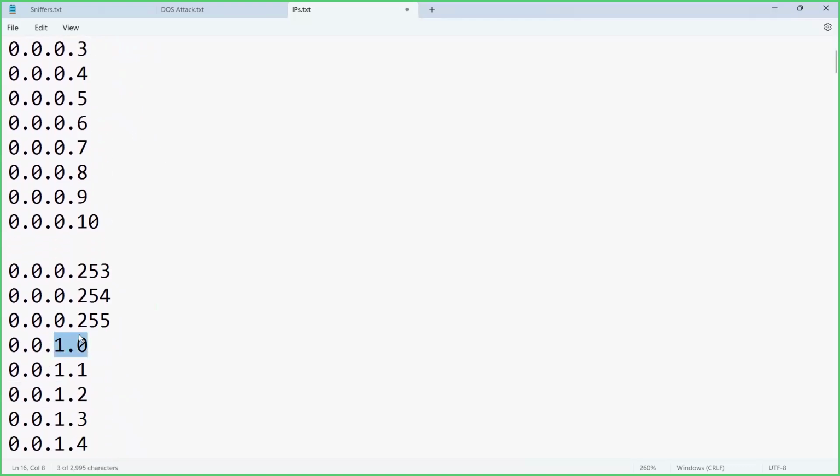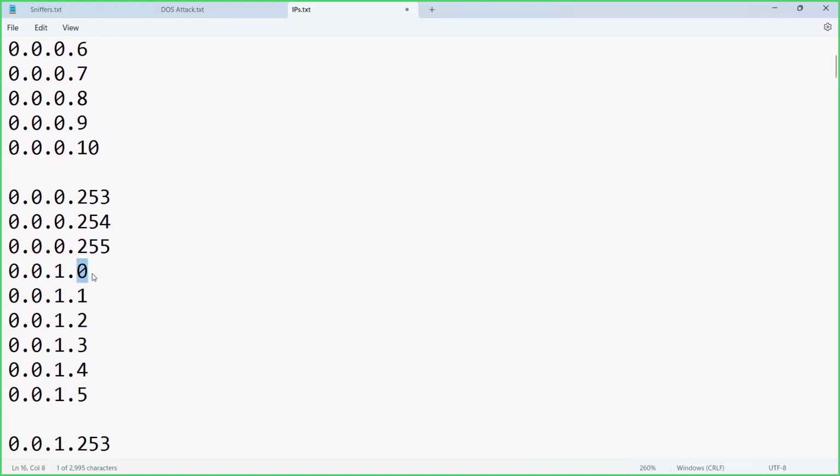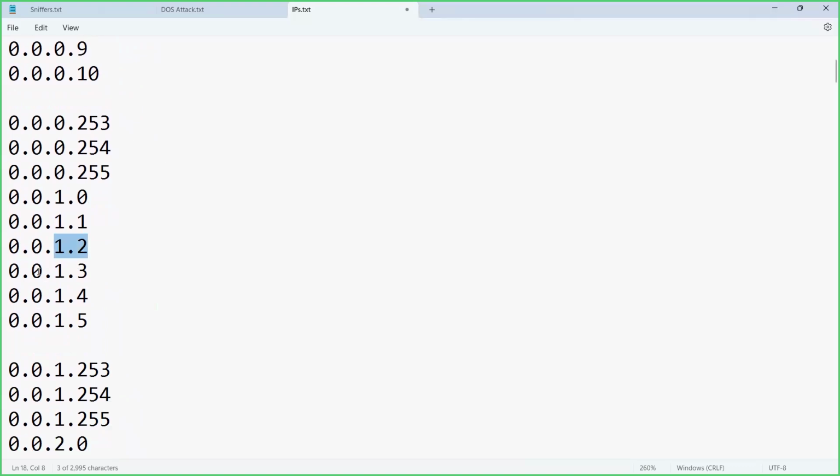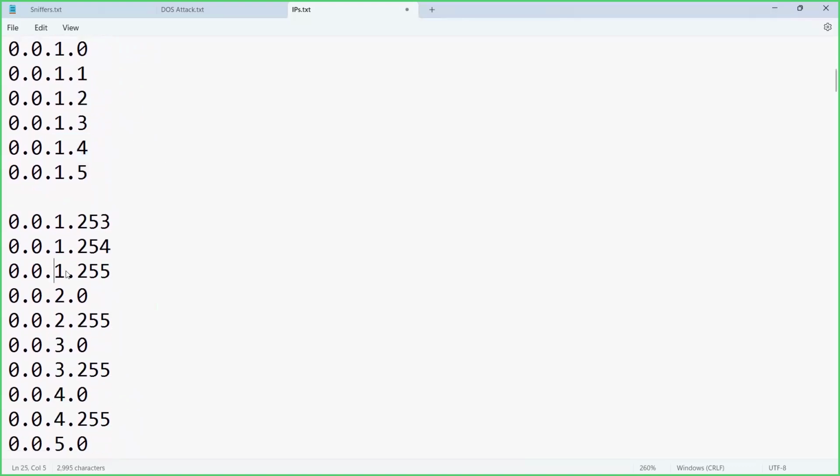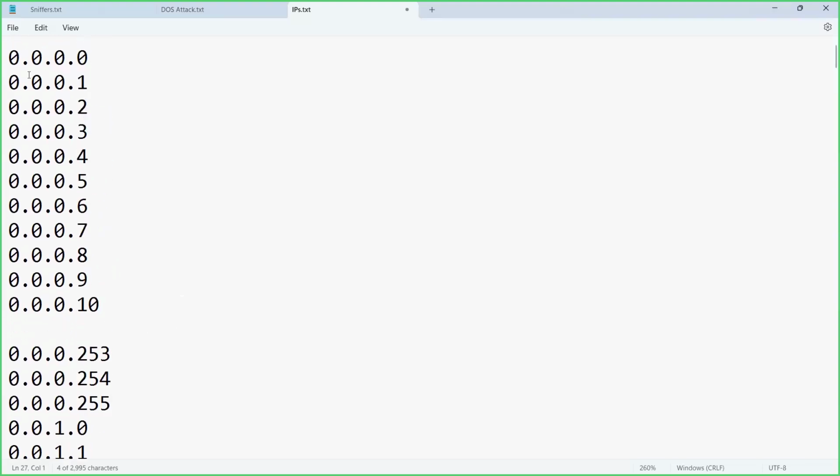0.0.1.0. Now after 10, don't directly jump to 20. That would be wrong. Remember rule number 1, always increment from the rightmost octet. So after 1.0, you have 1.1, then 1.2, then 1.3, then 1.4. Goes all the way up to 1.255. Then you have 2.0. So if you notice, there's a pattern forming here.